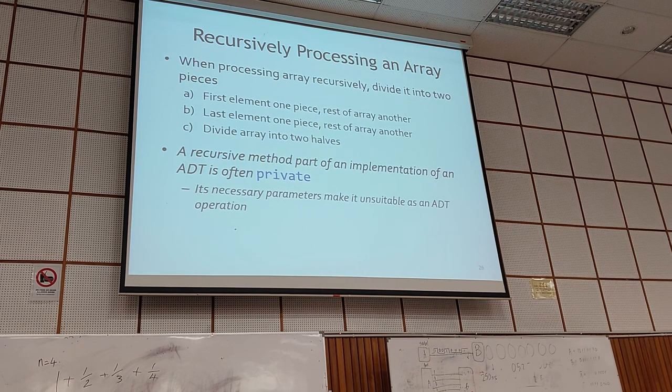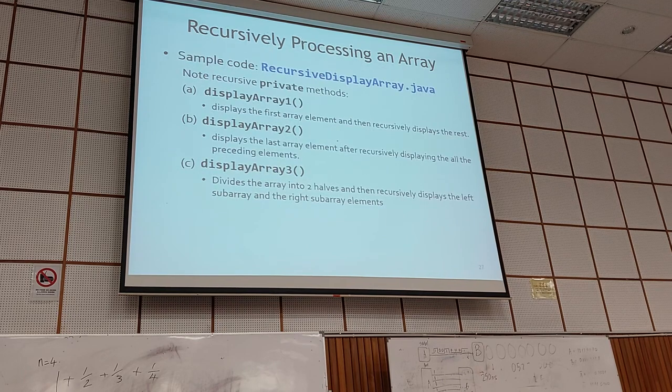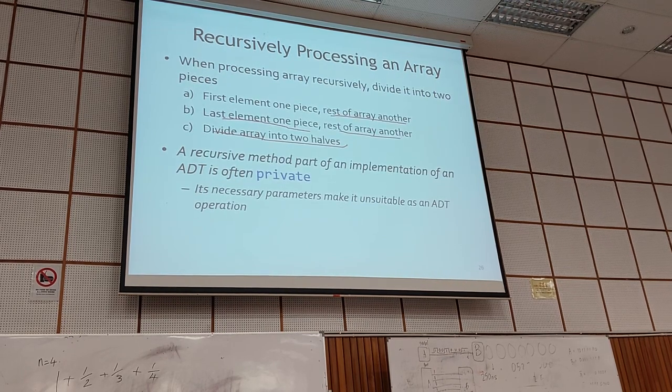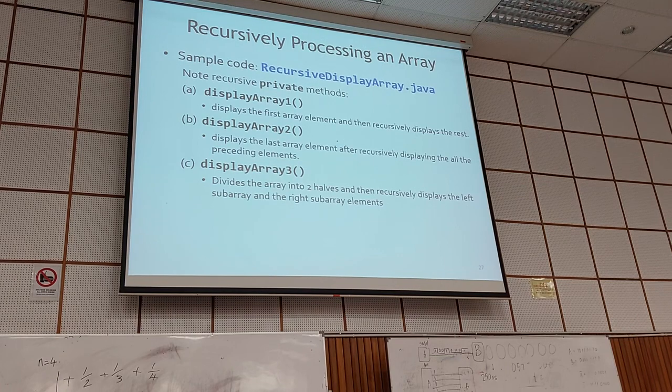We can also use recursion with arrays. When processing an array recursively, we divide it into two pieces: the first element is one piece and the rest is another piece, or the last element is one piece and the rest of the array is another piece. Or we divide it into halves. Why do we need this? For searching. When you have an array and you want to search, it becomes easier to search. So that's why we recursively divide our array.